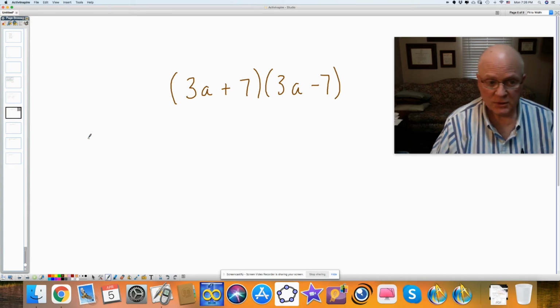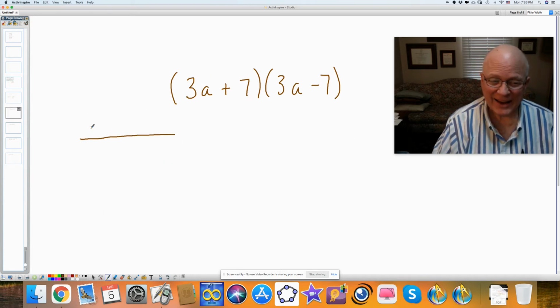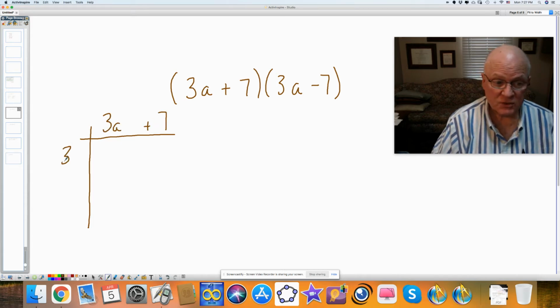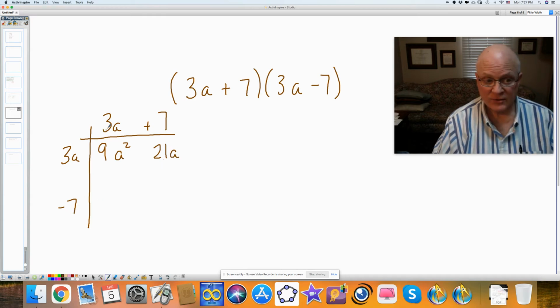Let's try this next one. And again, I'm going to use the box because I know that some of you struggle with trying to just remember simple rules. I want you to remember how to use the box. And this will get you out of any trouble if you have trouble with this. So 3a, and we have a minus 7. 3 times 3 is 9. A times a is a squared. 7 times 3 is 21. So we have 21 times a. Here we have a negative 7 times 3 is a negative 21a. Notice these two are like terms, and they cancel each other. They go to 0. And I have a negative 7 times a positive 7, which is a negative 49.